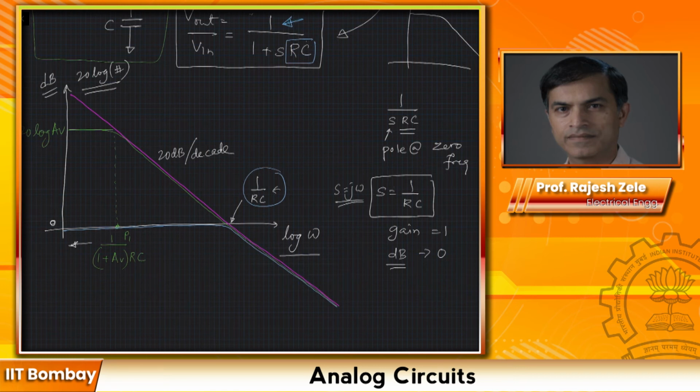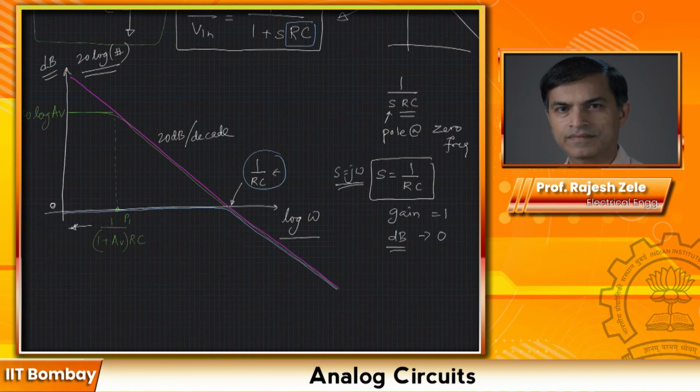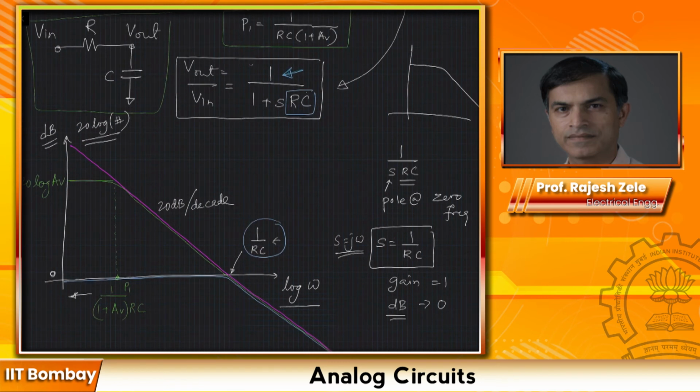So let me recap again. The magenta curve, this one, is the ideal integrator. If it's 1 divided by SRC, the 1 over RC represents the unity gain frequency of that integrator. And at S equal to 0, you have a pole, so this curve will approach infinity as you go close to 0. And as I said again, we are plotting log of omega here.